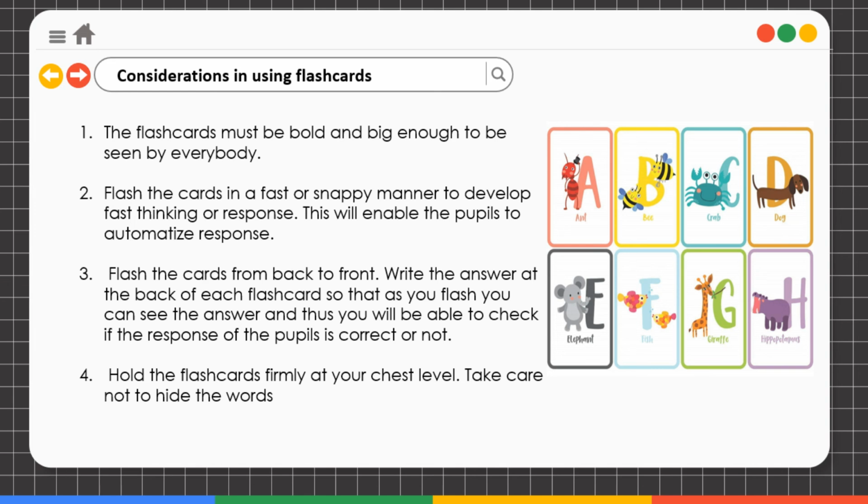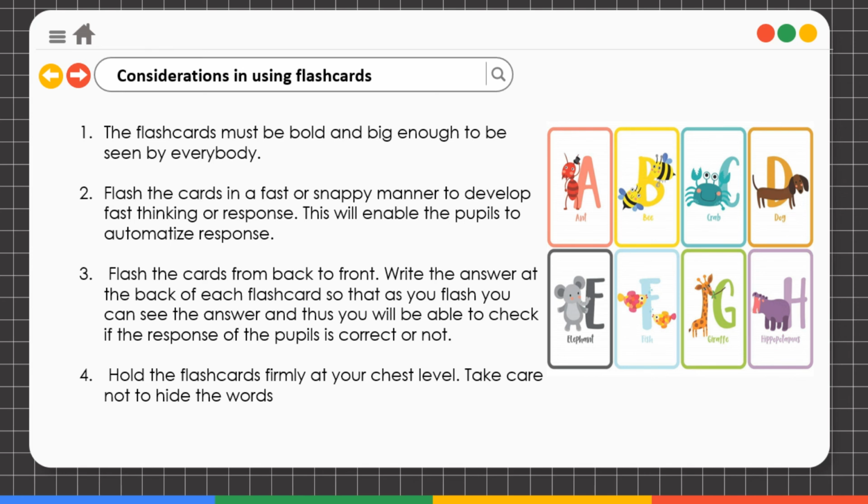Number 3, flash the cards from back to front. Write the answer at the back of each flashcard so that as you flash, you can see the answer. And thus, you will be able to check if the response of the pupils is correct or not. So baliktaran siya. Yung unang side questions, yun yung nakaharap sa mga students. Tapos sa kabilang side, yun naman yung sagot. Yun yung nakaharap sa teacher para pag sumagot yung mga learner, he or she can see if tama yung sagot nila.